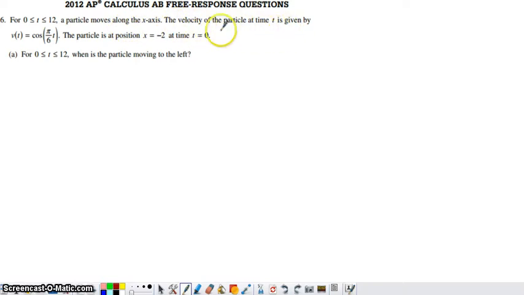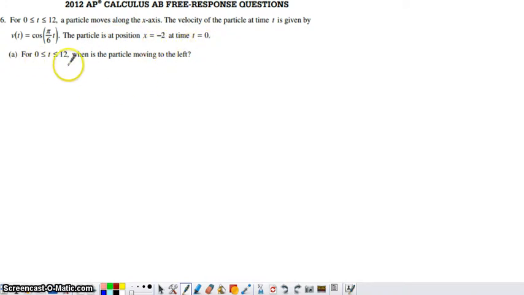The velocity of the particle is given by this function, so we don't have a position function to work with here. We have a velocity function, something to keep in mind as we answer the pieces of number 6 here. And the particle is at position x equals -2 at time t equals 0.